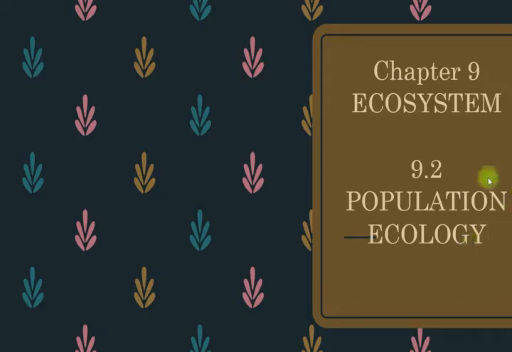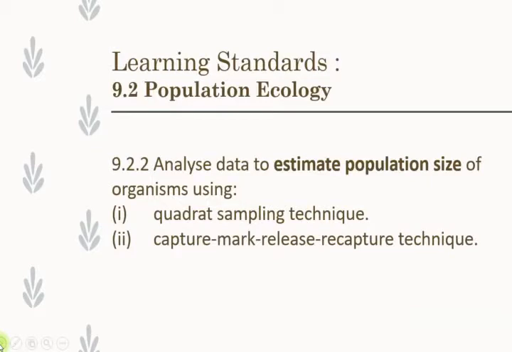Okay, let's continue our discussion on the 9.2 population ecology. Let's take a look at the learning standards. In the previous video, we already discussed the quadrat sampling technique, which is a technique used to estimate the population size of plants. Today we are going to discuss the technique for estimating the population size of animals.